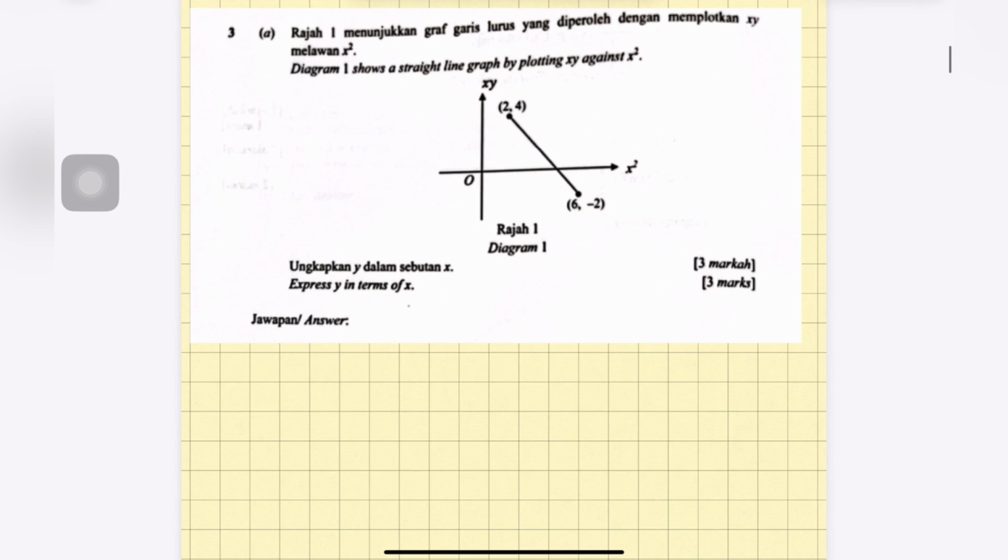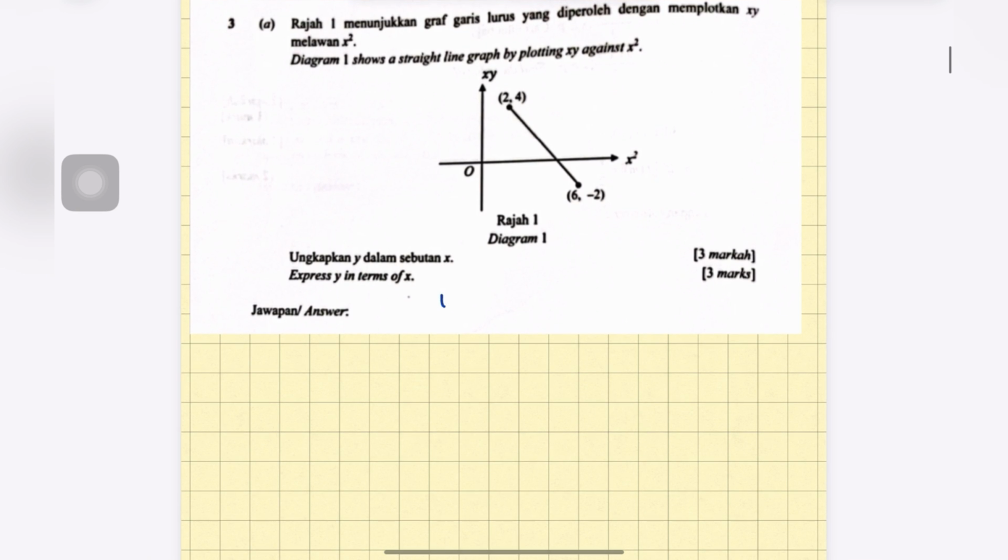3a, diagram 1 shows a straight line graph by plotting xy against x squared. Express y in terms of x. Okay, so then this one we can use linear law. So big Y equals m big X plus c. We need to find the gradient first. Okay, so the gradient is 4 minus negative 2 over 2 minus 6. So this one equals 6 over negative 4, which equals negative 3 over 2.